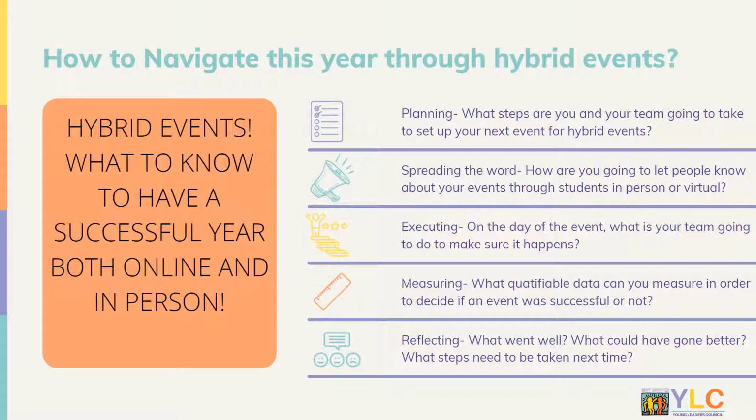On the day of the event, what is your team going to do to make sure it happens? There are a lot of different things, and this is where your master list of everything that you need to get done is going to come in handy. Create check marks of things that you can cross off your list, and delegate different tasks to different members. There needs to be someone who is solely in charge of the hybrid option, somebody who can mitigate technical issues, somebody who can monitor the chat, keep the members online engaged, and help the flow of the overall event, both in person and online.